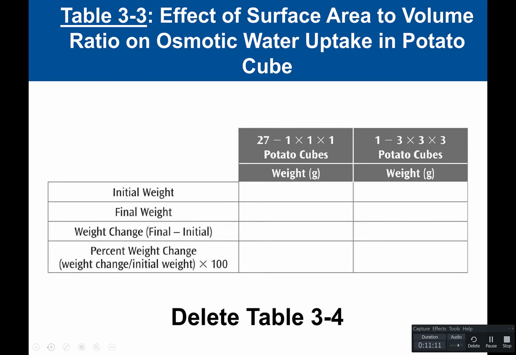And so 3-3, you'll notice we have 27 1 by 1 by 1 cubes. You're going to record the initial weight, and I'm going to show you the experiment in just a minute. You are also going to record the initial weight for the large potato cube. You can cross out table 3-4 because, again, that's class data. You won't have class data in this experiment. You will only have the individual data. And so let me show you how this experiment would be done.